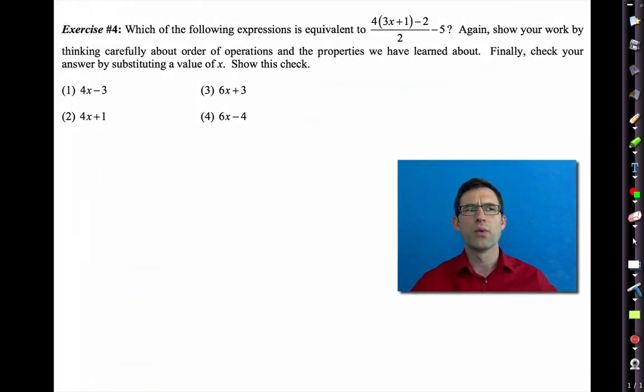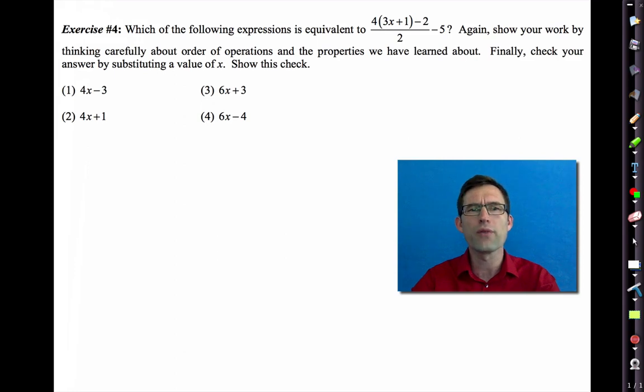Ooh, a little bit worse, but the same type of problem, right? Which of the following expressions is equivalent to, again, I'm not going to read it all off, we'll just work on it a little bit. Again, show your work by thinking carefully about order of operations and the properties we've learned about. Finally, check your answer by substituting a value of x. Show this check. Pause the video. Take as much time as you need.